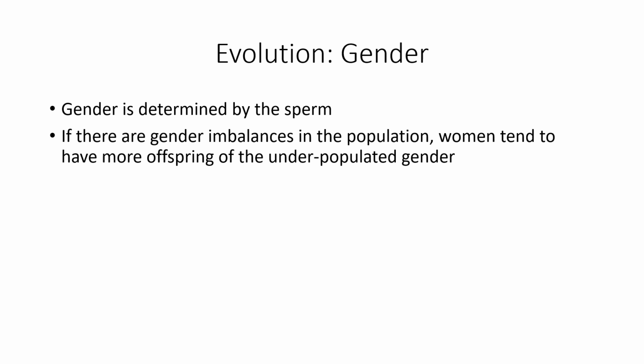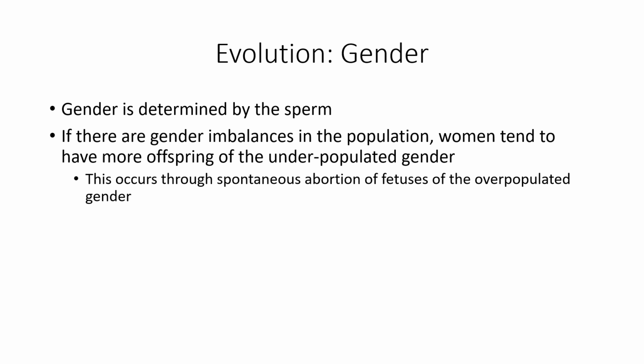And actually, the ratio is 120 males to 100 females at conception. But why don't we have more males then, if that's the case? Well, one of the ways is through spontaneous abortion of the fetuses of the overpopulated gender. One thing we know is spontaneous abortions are more likely to occur with developing male fetuses. Spontaneous abortion is basically another way of saying miscarriage.